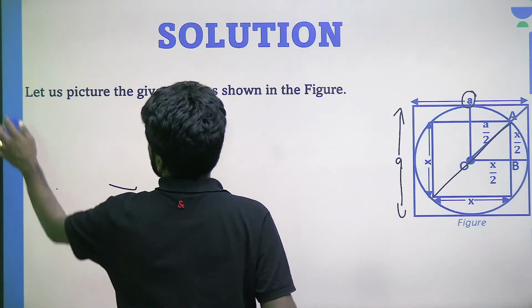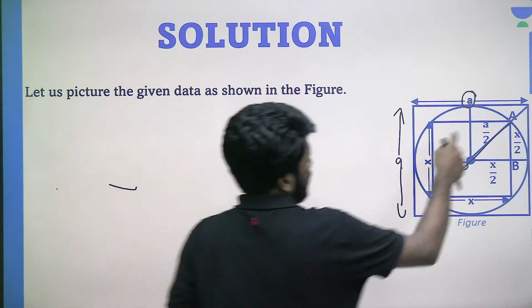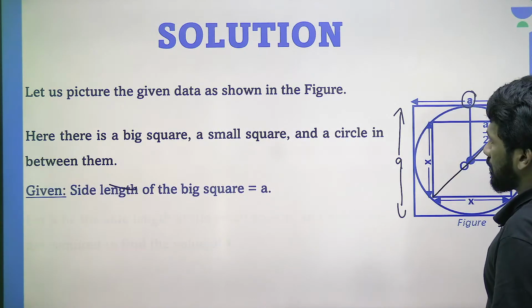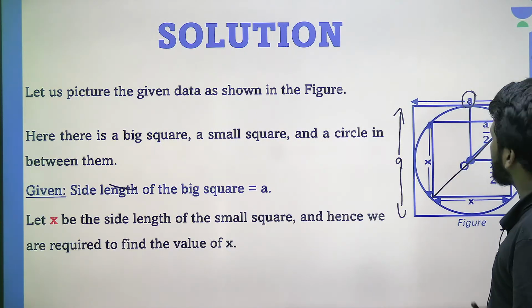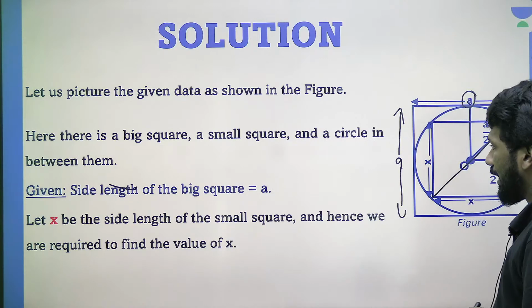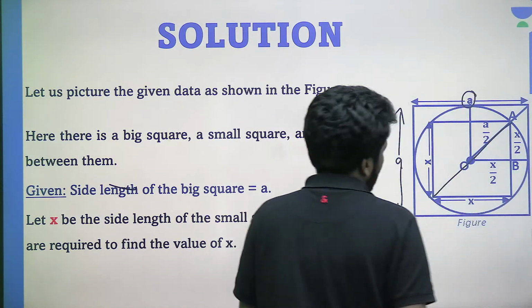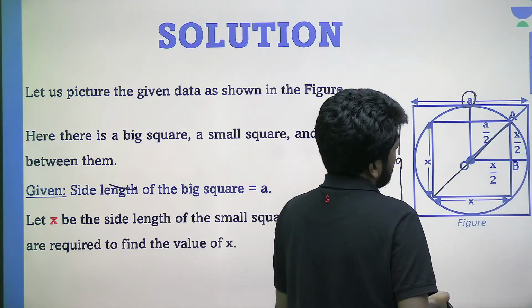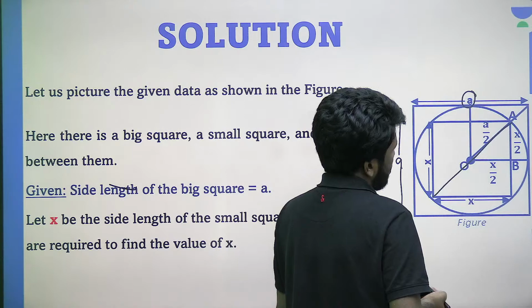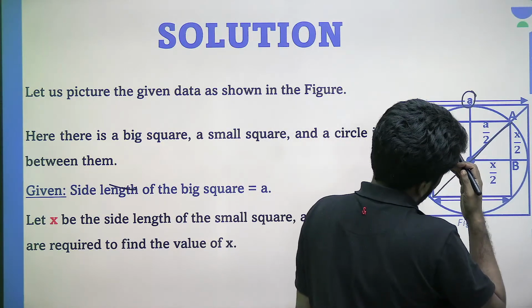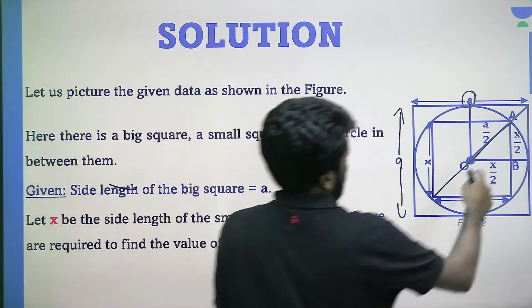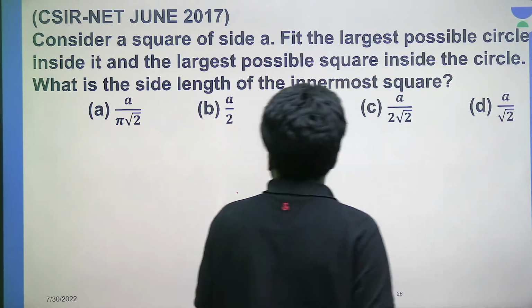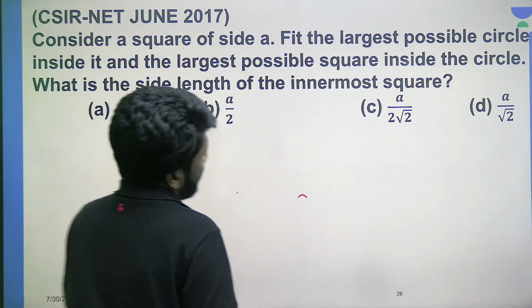Just a minute. Question is saying about the outer side length, right? Side length of the big square. Yeah, side length of the big square is given A. So side length of the small square we can take as X. One second. Yeah, the picture is based on the other explanation. Without that, I will explain. That will be better. So side length of the innermost square is what you need to find.